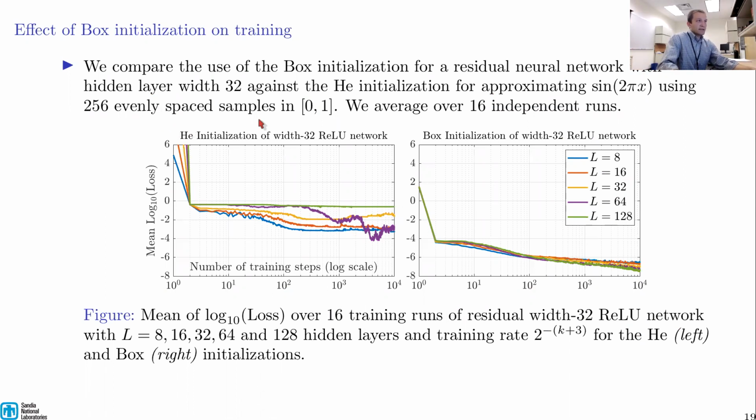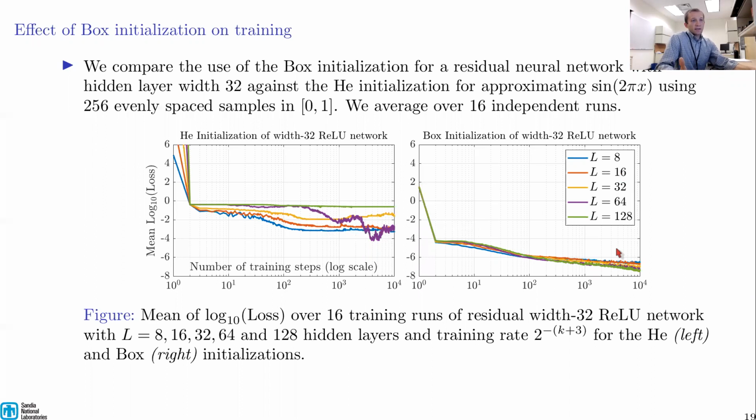This is just the He initialization, training on a simple function, I think sine 2 pi x, and you can see that as you increase the depth of your network, the He initialization actually, the answer gets worse as you increase the depth of your network. These are fairly deep networks. So this blue one is the shallowest one, and then they start to creep up.